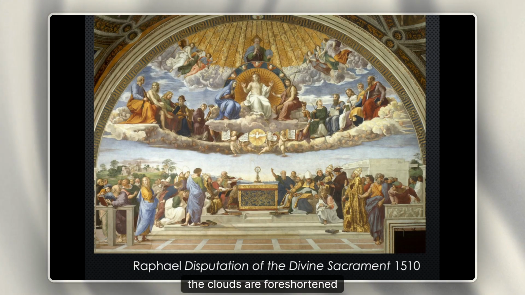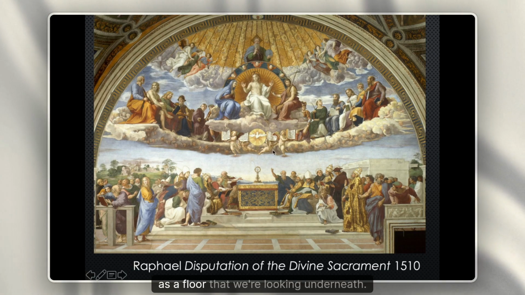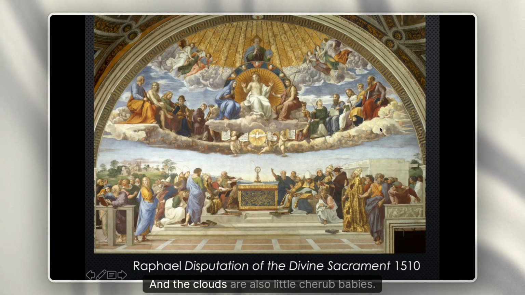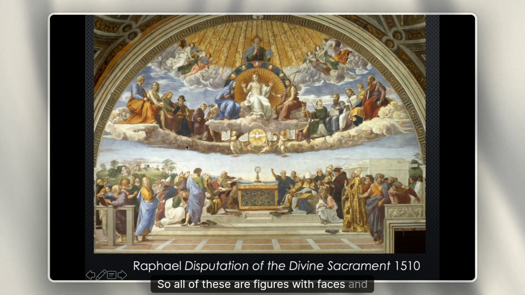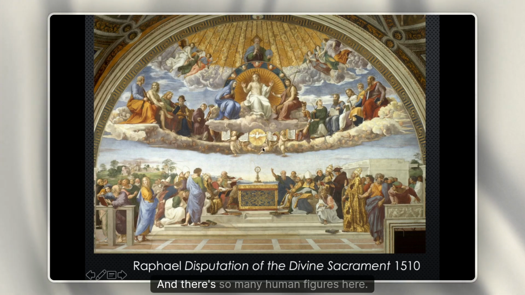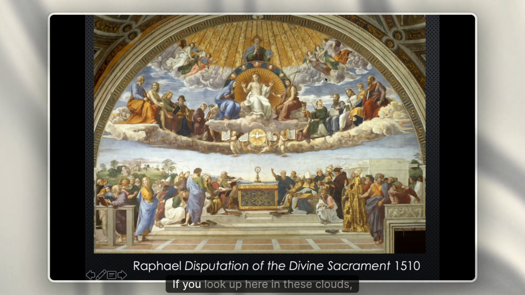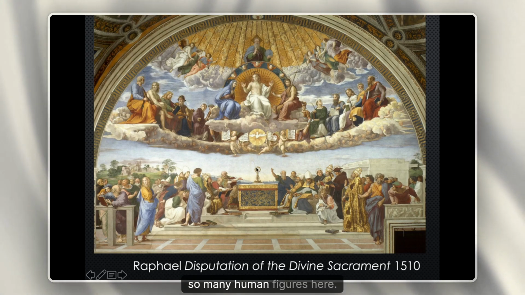The clouds are foreshortened as a floor that we're looking underneath, and the clouds are also little cherub babies. So all of these are figures with faces and expressions, and there's so many human figures here. If you look up here, in these clouds are also cherub figures. So many human figures here.